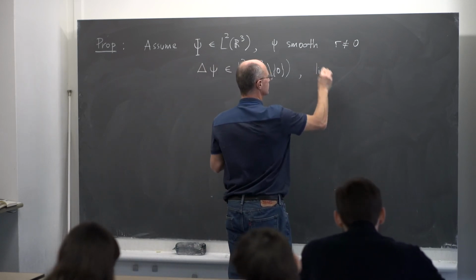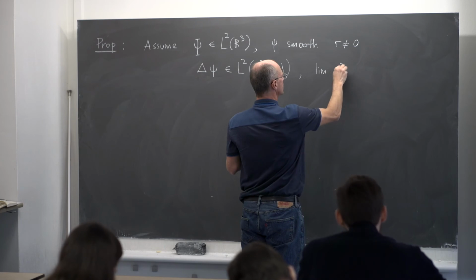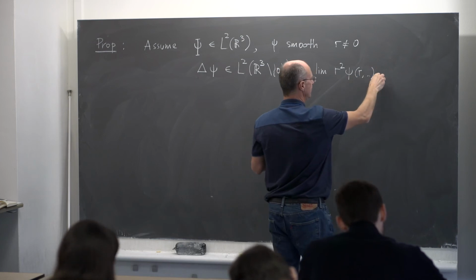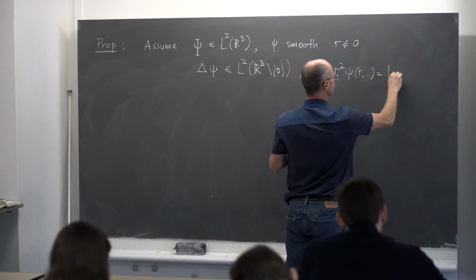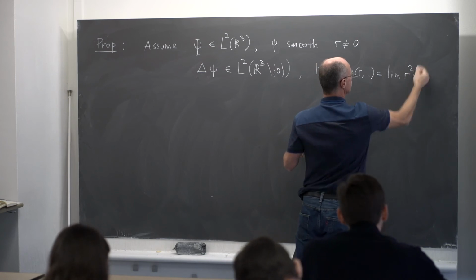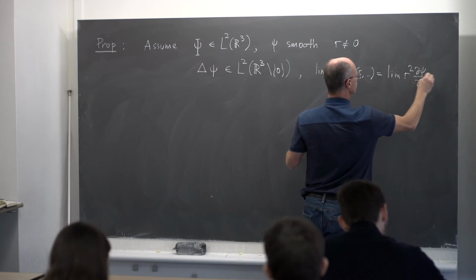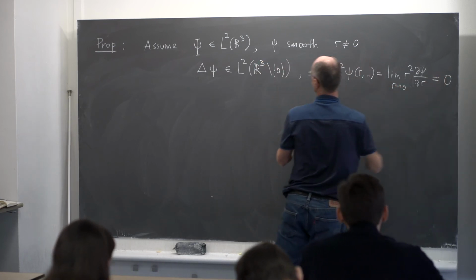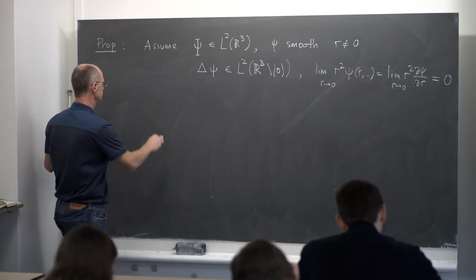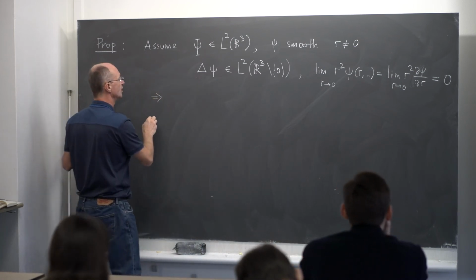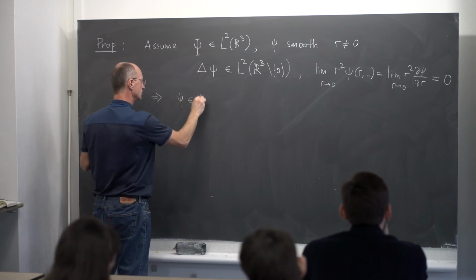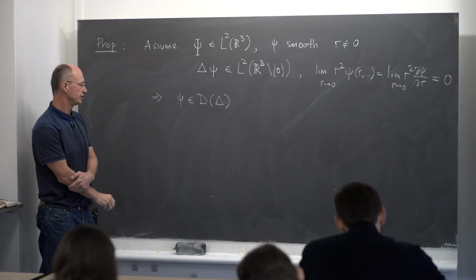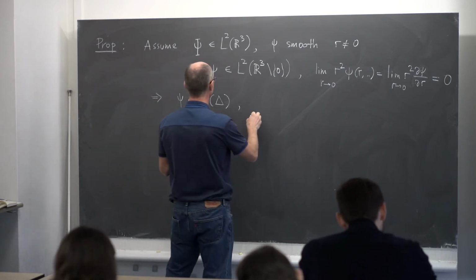And the limit as R goes to 0 of R squared times psi, and of R squared times d psi over dr, whatever the other variables are, is equal to 0. So then psi belongs to the domain of the Laplacian.